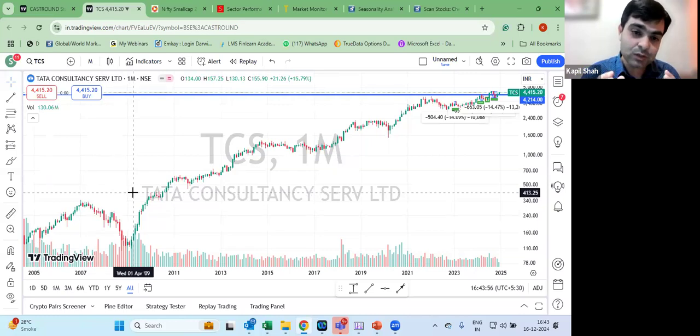So I can say that it is a pictorial record of the entire trading history, and this is what a chart is all about, right? This is what a chart is all about. Now within the chart there are different elements.